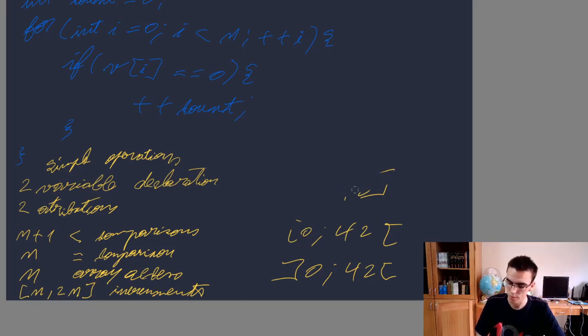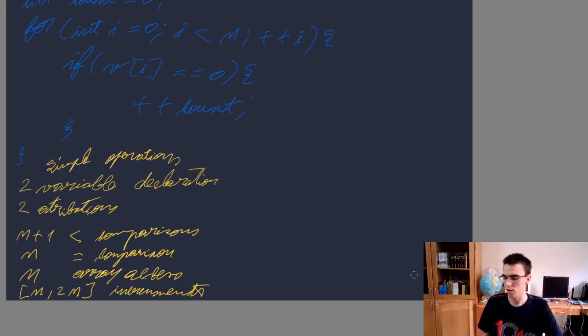I find it is much more clear than doing things like 0, 42, open, closed. I think this is much more misleading, especially when we are doing it handwritten. So there's that. With an open square bracket, I think it leaves much less space for ambiguity. And so, this is about a random access machine yet. We can now count the total operations we have in the best and worst case using this.